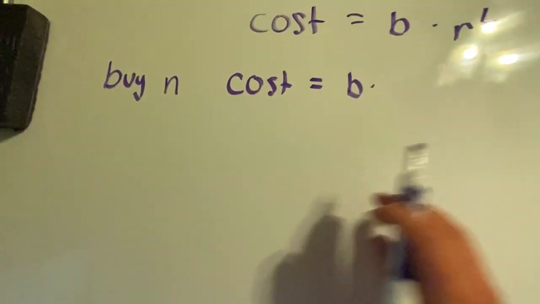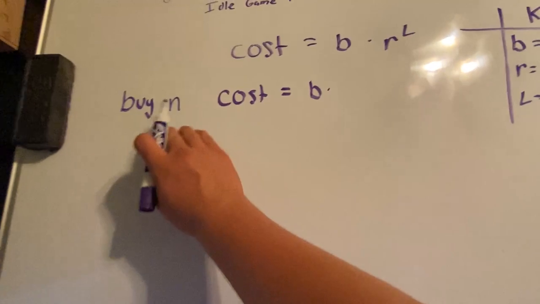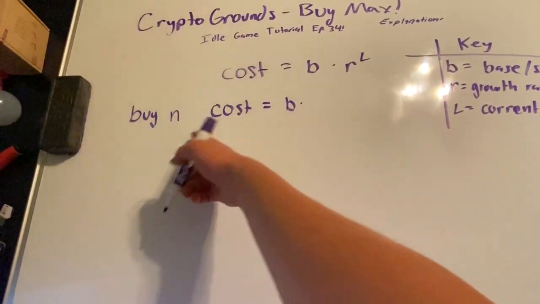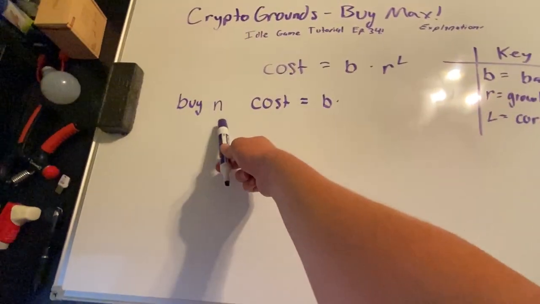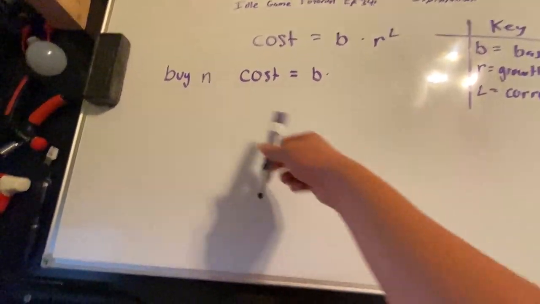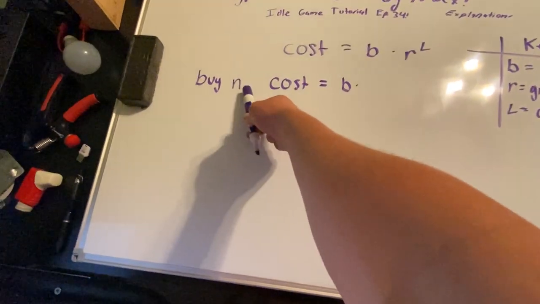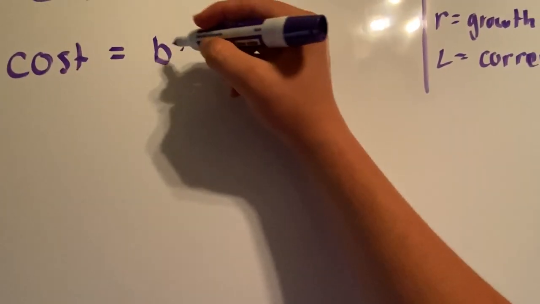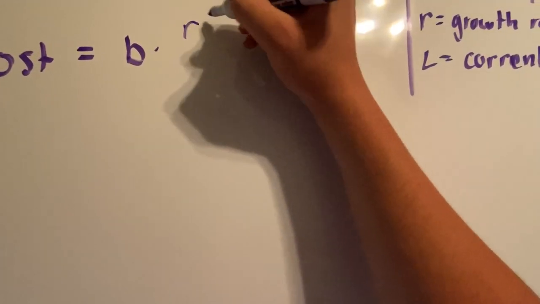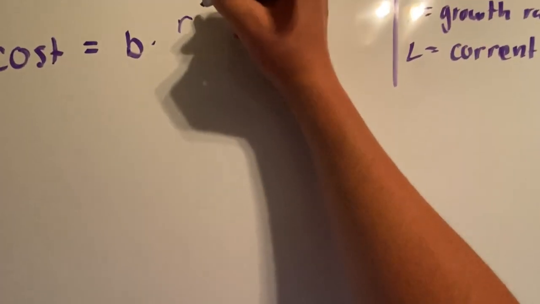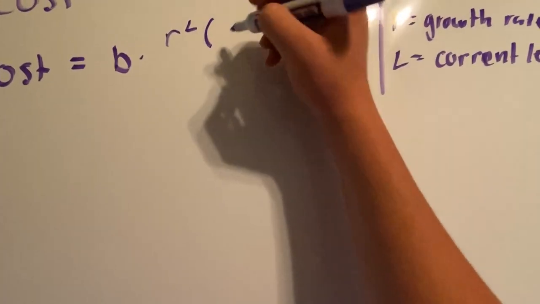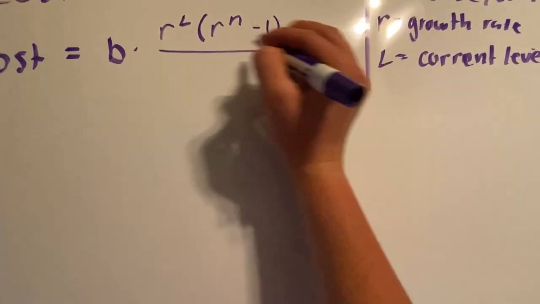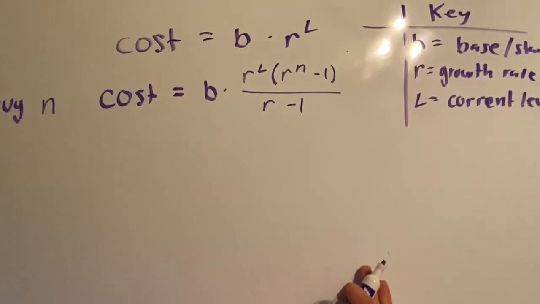I'm going to write this out. So this is called the buy n cost. So basically, any number n equals what the cost will be. So our max is what we'll use to calculate the maximum amount of upgrades we can buy, and we'll set that equal to n, okay? I'll show you after this. So what we do is that we multiply b times r to the l, which I've explained what these mean over here, and we multiply this by r to the n, minus 1. We're going to divide this by r minus 1, okay?